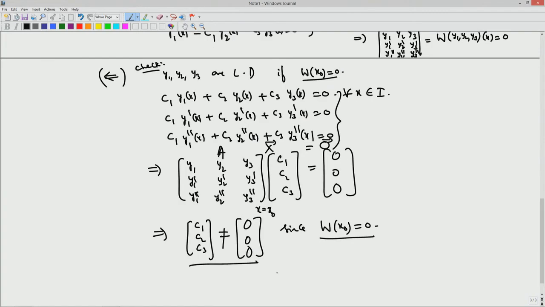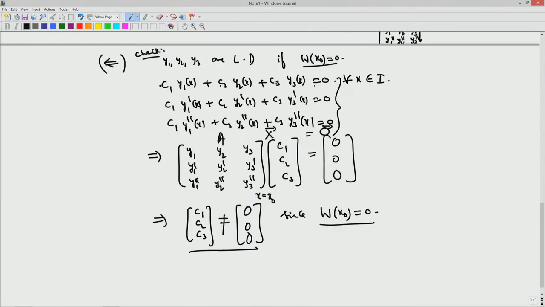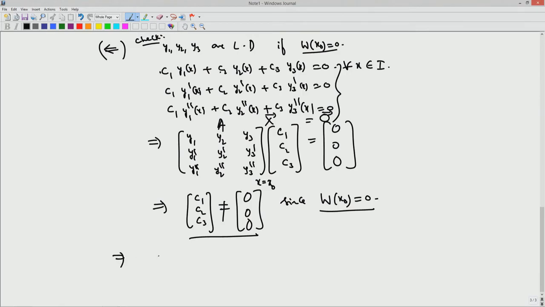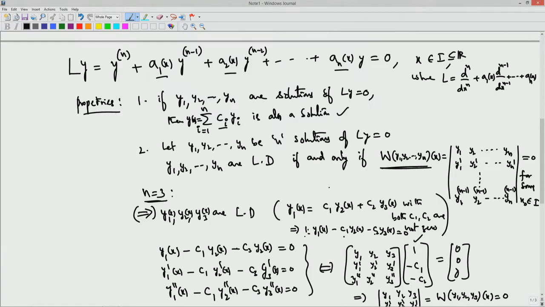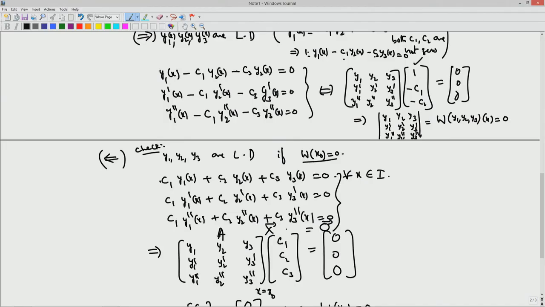So what I get is this c1, c2, c3. I find some non-zero c1, c2, c3 such that the combination is 0. That is exactly the definition of linear dependence which I introduced. So this implies y1, y2, y3 are linearly dependent. So once you do this property for 3 solutions of the third order differential equation, for the nth order differential equation it's not difficult. You can follow the same procedure. Instead of working with this 3 by 3 system, you will have to work with an n by n system.